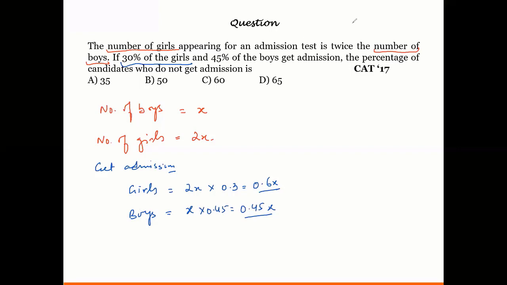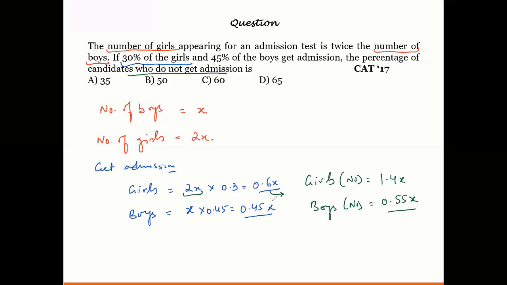Now the percentage of candidates who do not get admission. Basically we have to focus upon those who do not get admission. So how many girls do not get admission, and boys with no admission? 2x is the number of girls, 0.6x got admission, so how many of them did not get admission? 2x minus 0.6x. And out of the boys, x boys are there, 0.45x got admission, so how many did not get admission? x minus 0.45x, that is 0.55x.